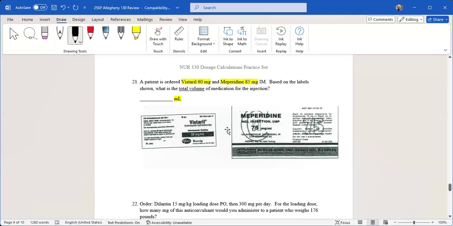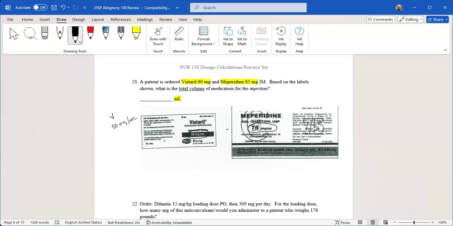We look at our label and we can see that the Visceral is available in 50 milligrams per milliliter. I know sometimes it's hard to see that, but it says 50 milligrams per milliliter. That's for the Visceral. The Meperidine, a little bit easier to see, is the 75 milligrams per milliliter. So the Meperidine is 75 milligrams per milliliter.